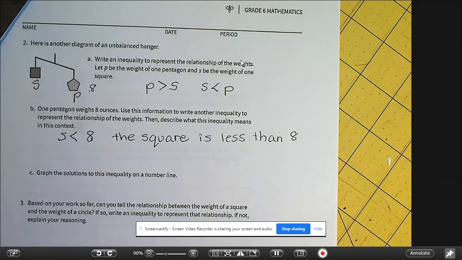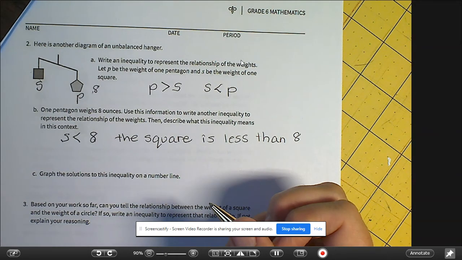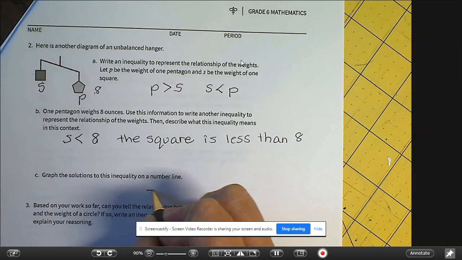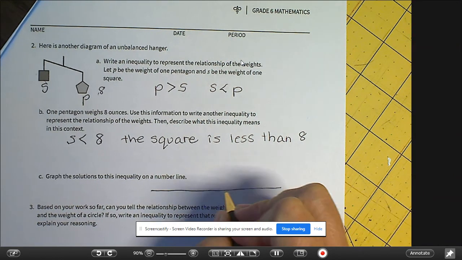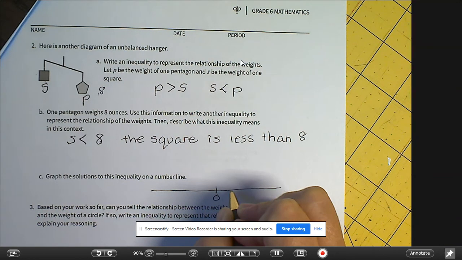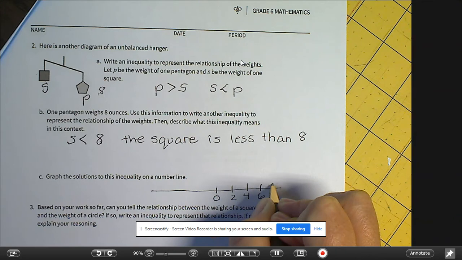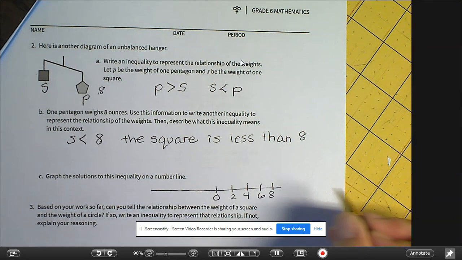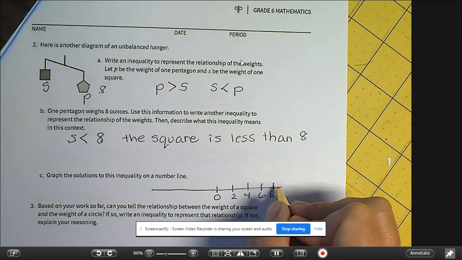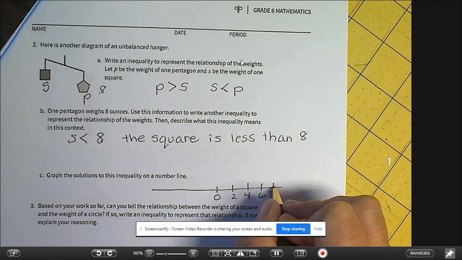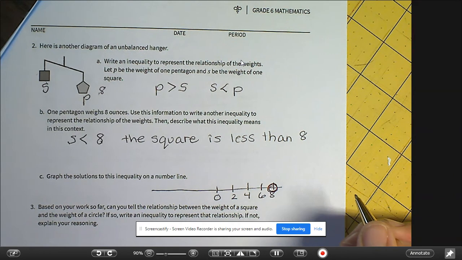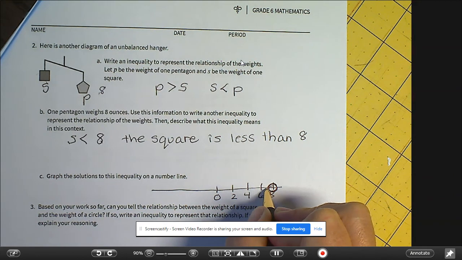And then C says graph the solutions to this inequality on a number line. So we're going to make the number line. And let's count by twos: 2, 4, 6, 8. You can make it anything you want. And we're going to have an open circle at 8, and all the values less than 8.